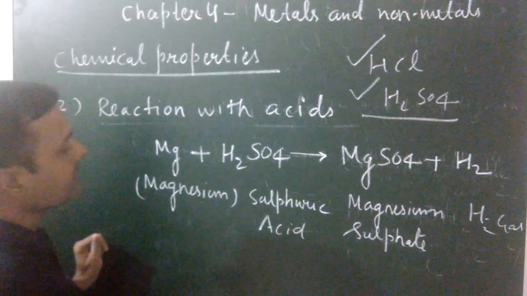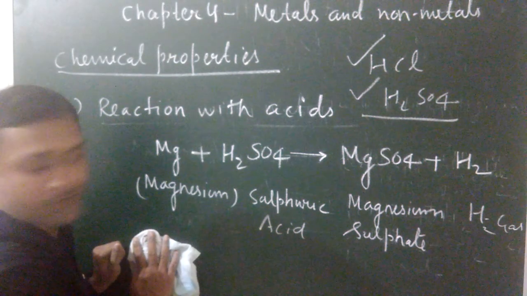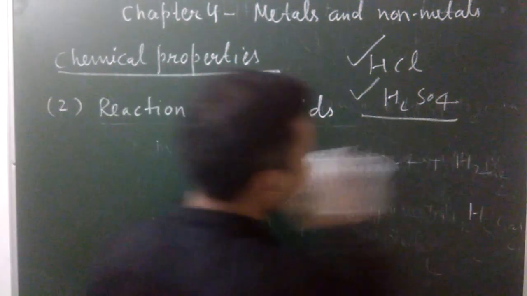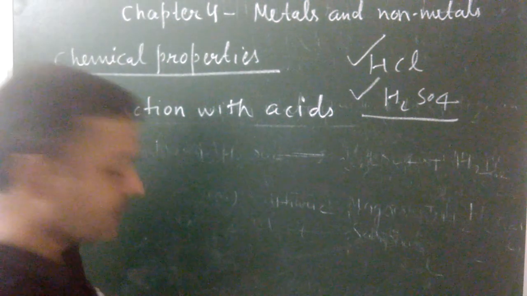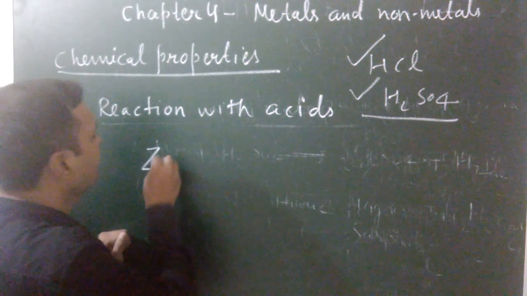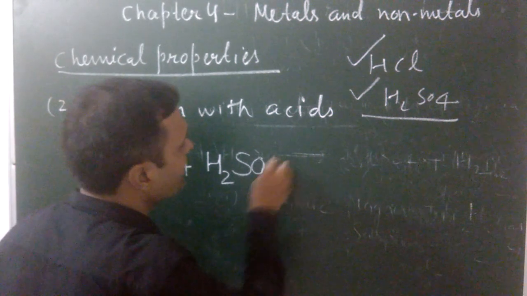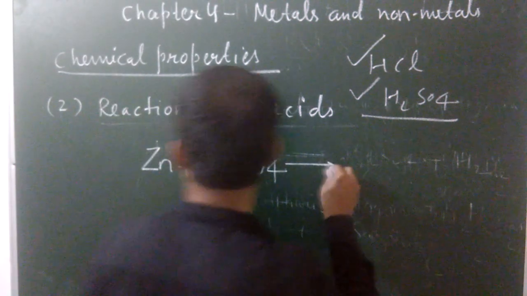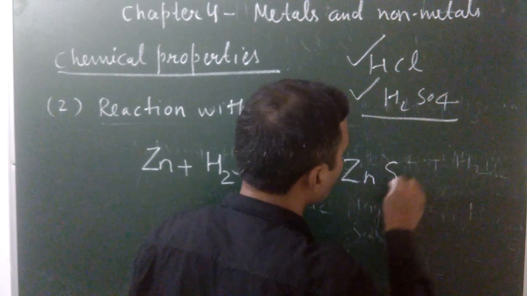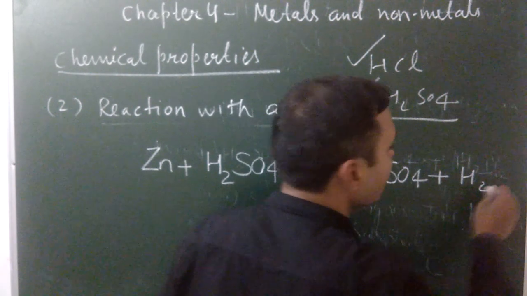Come to the third reaction, zinc with sulfuric acid, given in your book, page number 45. What happens? The zinc reacts with sulfuric acid. Again, what is the symbol of zinc? Zn. Sulfuric acid, H2SO4. I already explained the symbols of these chemical compounds. Zn combined with SO4 will give ZnSO4. The salt name is zinc sulfate, and it evolves hydrogen gas.